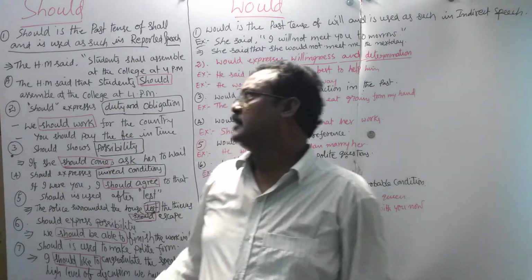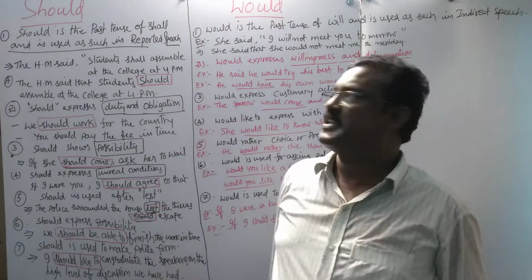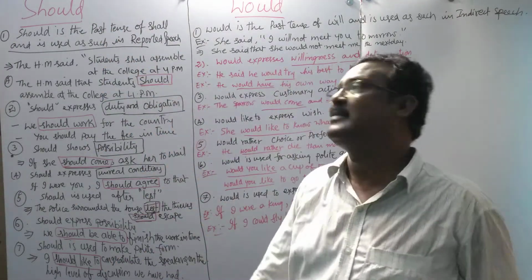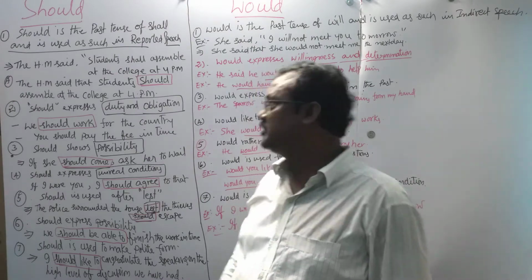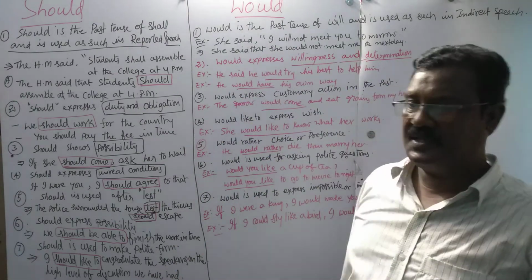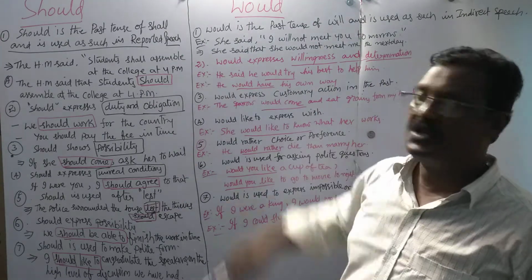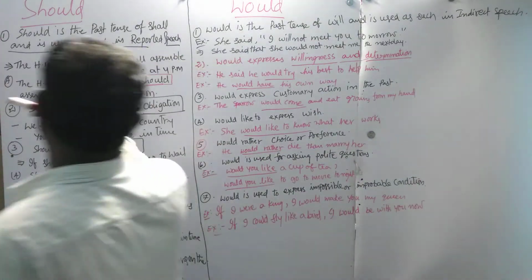Now, model auxiliary: how to use should. What are the different usages of should and would in the English language as modal verbs? We are going to discuss. Now, first, should.